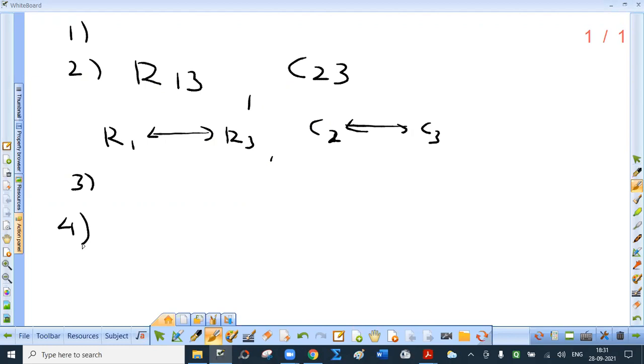If all elements of any row or column are multiplied by some number k, then the value of the new determinant is k times the value of the original determinant. Tell me the value of this determinant. Suppose I consider delta as 1, minus 1, 2, 2, 1, 3, 3, minus 1, 1. Tell me the value of this determinant.